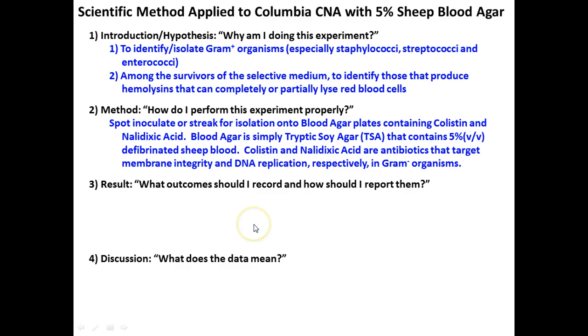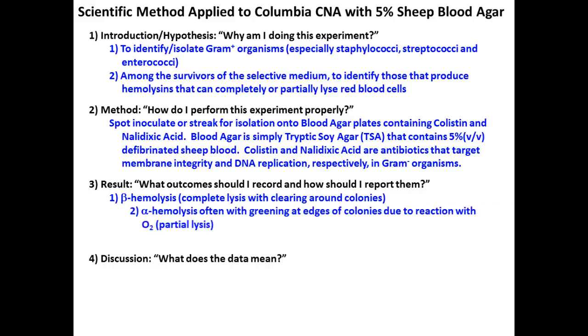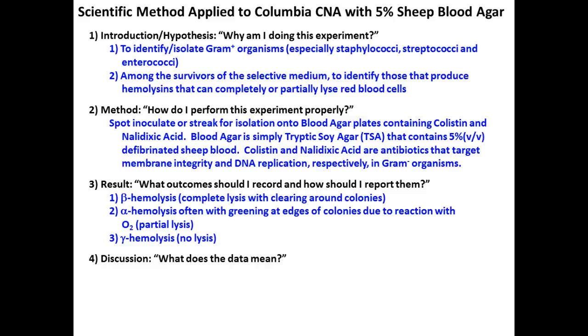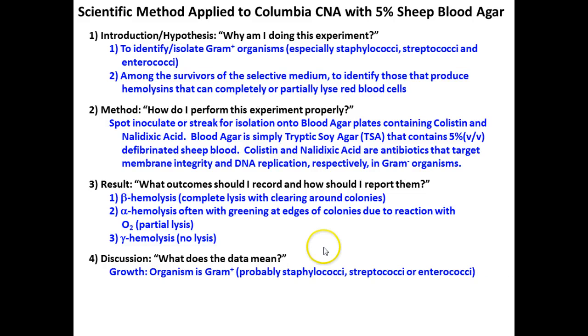And we can determine that by the changes in the lysis, whether it's complete, where you clear things around your colonies, or alpha, which is partial and you get that greenish discolorization, or no change at all, which is what we call gamma. So if it's gram positive, typically we're probably looking at staphylococci, streptococci, or enterococci. Clear halos, we know it's beta hemolytic.